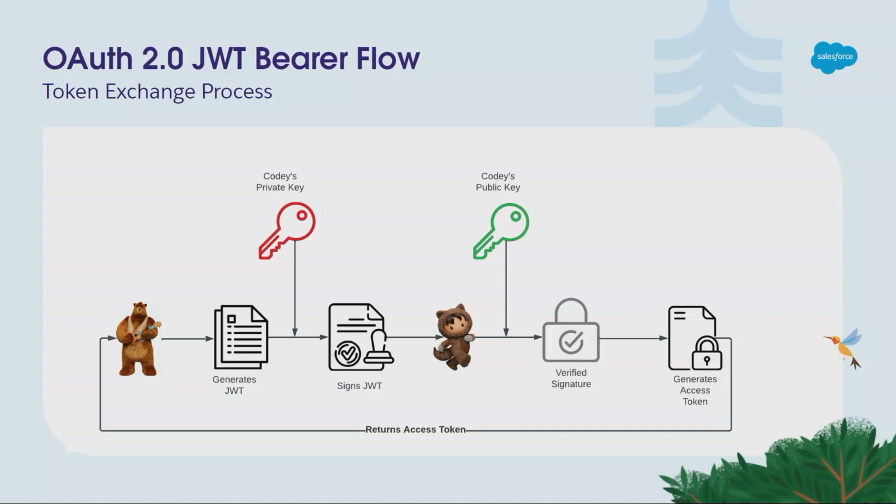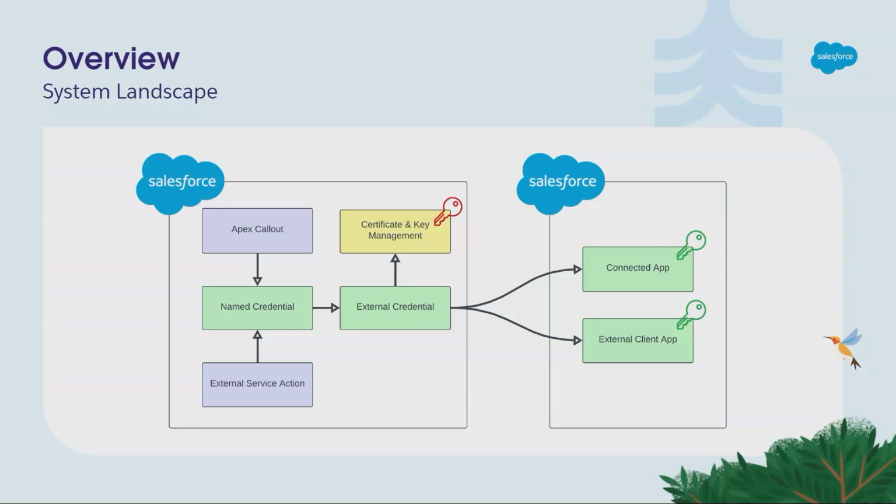So now we're going to go back to our system landscape real quick, and we're going to tie this back together. Inside of that source system, when I was talking about certificate and key management, that is where that private key is being stored. And on the right-hand side in our target system, on the connected app or the external client app, that's where the public key is being stored. And so those two pieces together, because the source system signed that request and we have the public key on the target side, we know it came from that source system.